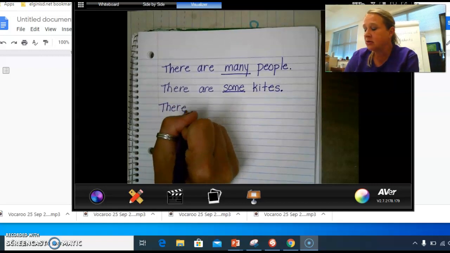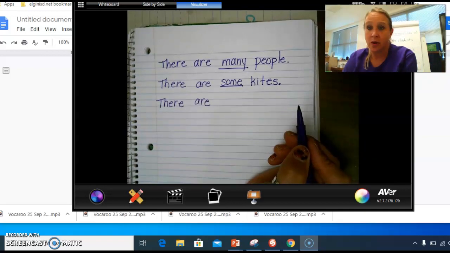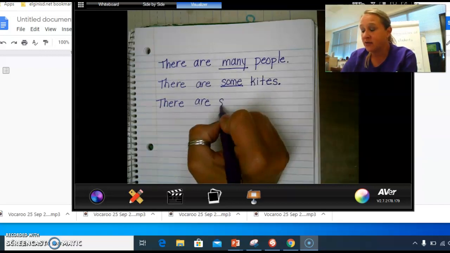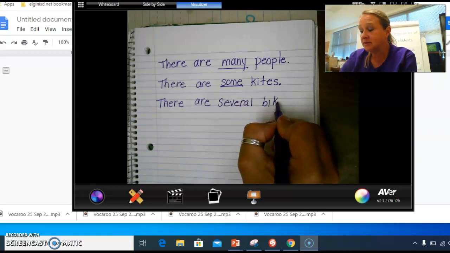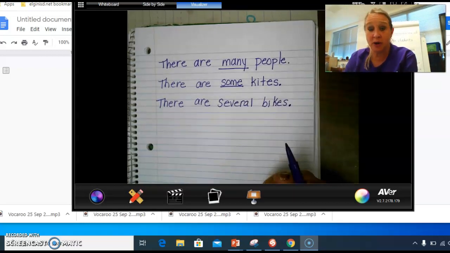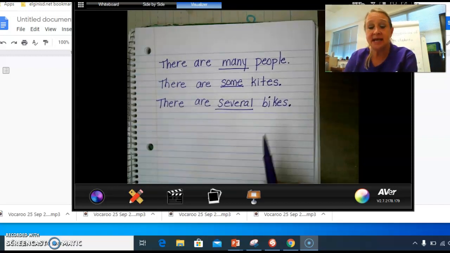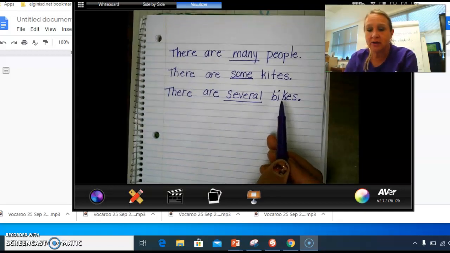There are what? What else can we talk about in that picture? There are several bikes. There's several people riding their bikes, right? So how many bikes are in that picture? Several is the amount. That is the quantity, the adjective that tells you the quantity of bikes in the picture. Okay, so we're going to go back and look at the picture again.